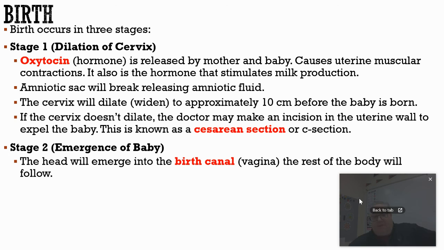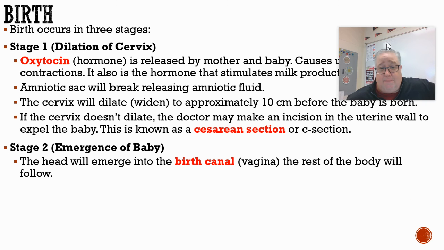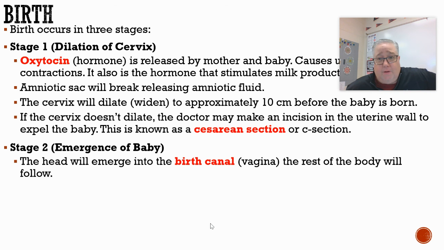Stage two is the emergence of the baby. When the baby positions itself, the head will come out first. It'll emerge into the birth canal. As soon as that head is out, the rest of it's coming.